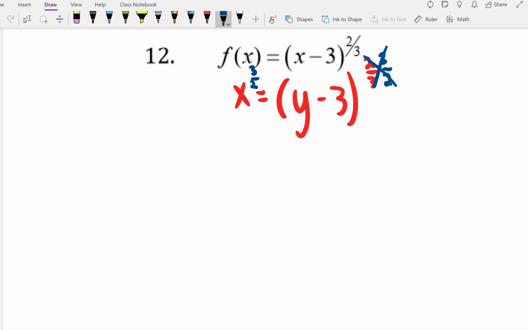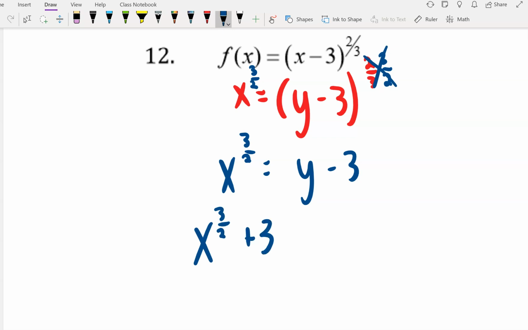This is the 3/2 power. X to the 3/2 is going to equal y minus 3. And then to get y by itself, we add 3 to both sides. So x to the 3/2 plus 3 equals y. That will be our answer.